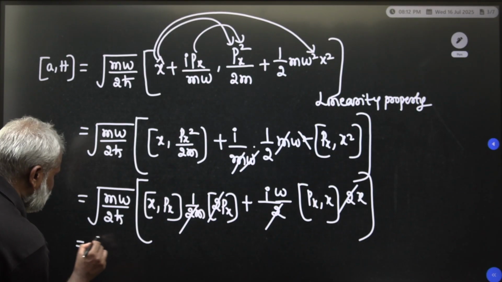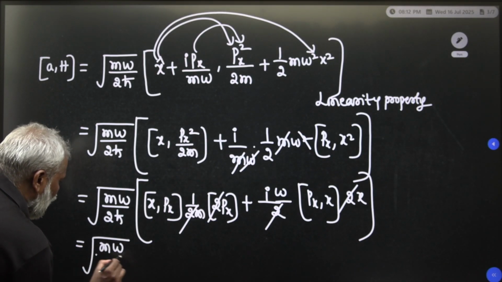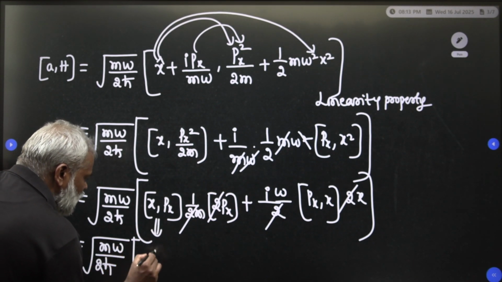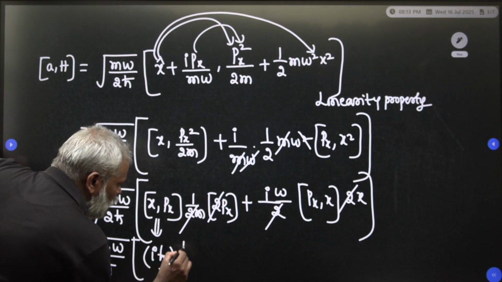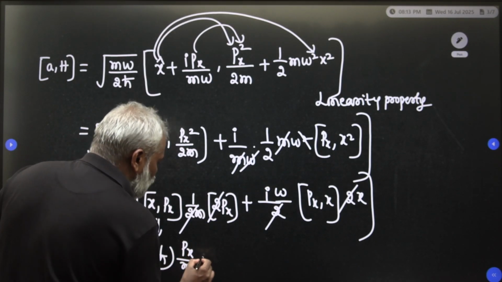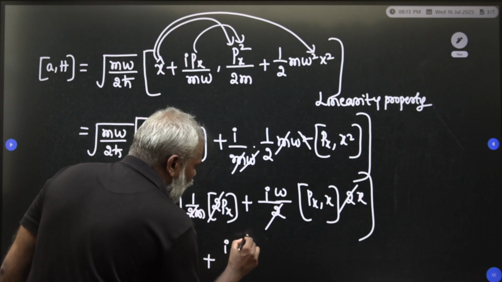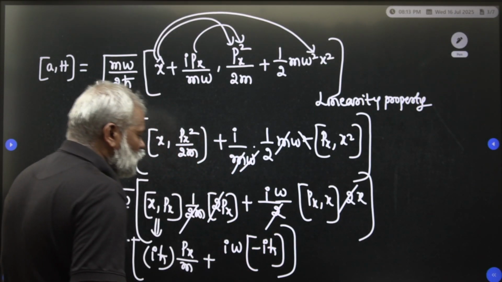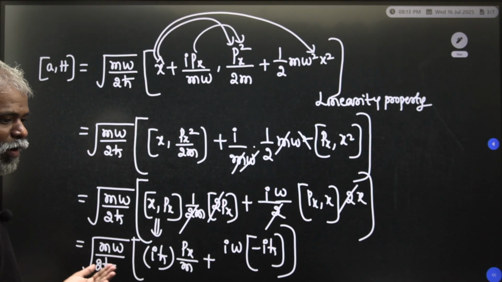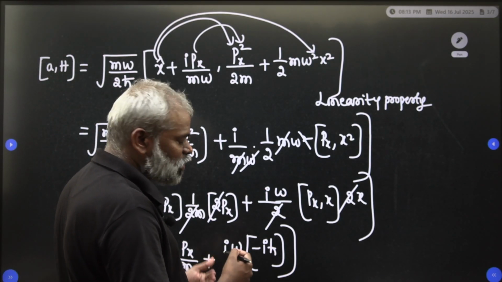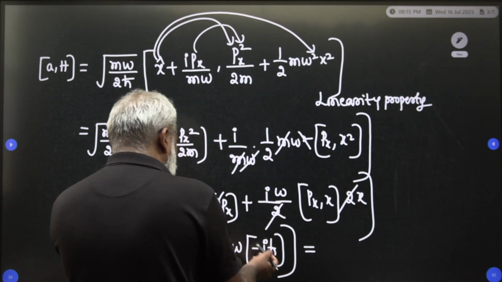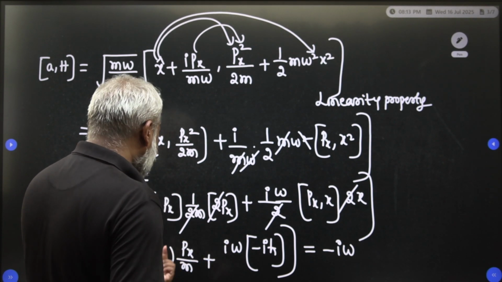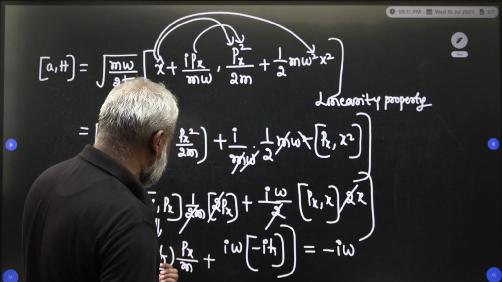Here you have to write the square root of m omega divided by 2h cut into commutator x comma px, which is equal to i h cut into px divided by m. So plus i omega into commutator px comma x is equal to minus i h cut. So therefore, which one we have to bring outside? We have to bring outside minus i omega, you have to take it outside.